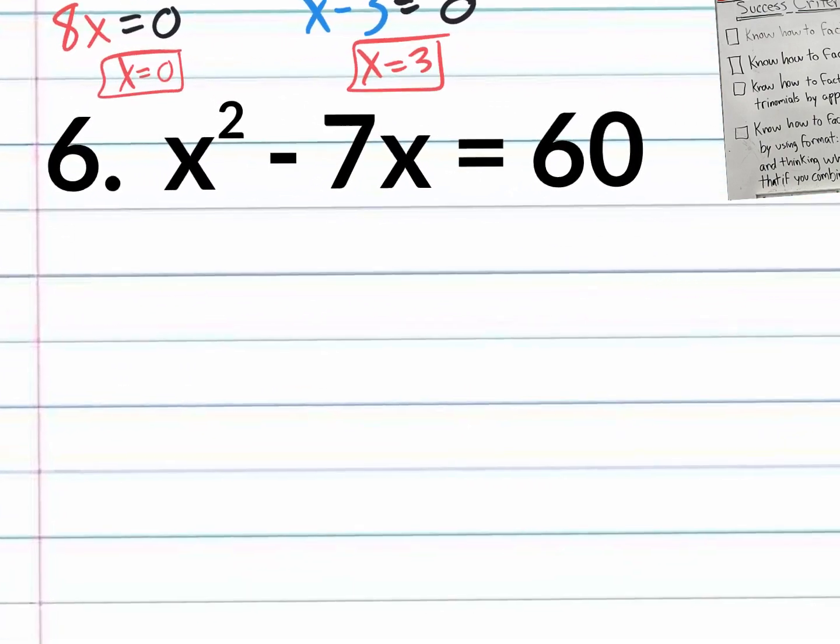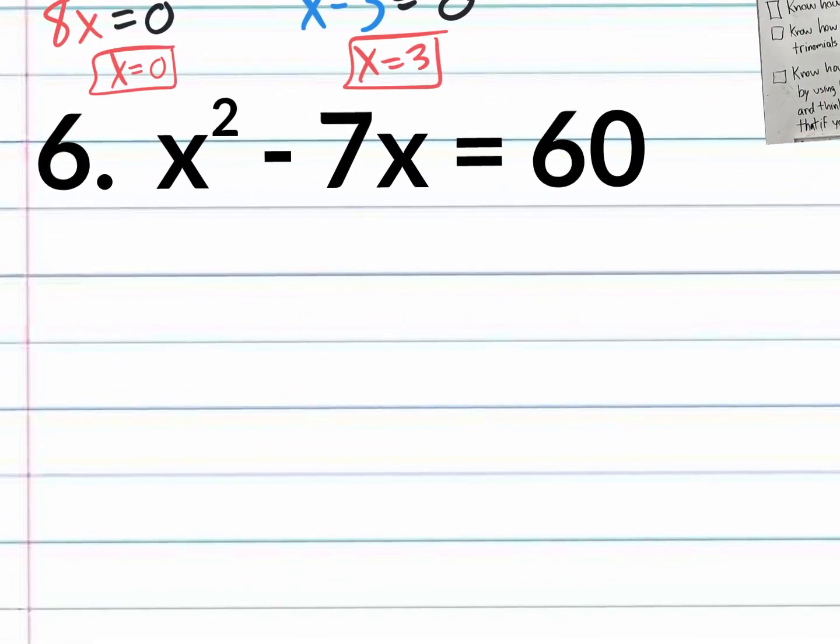Let's move on to number 6. Number 6, also an equation. You want to solve it. When you have an equation, especially in this chapter, you want to make it equal 0 so we could factor to be able to split it and solve it. So let's get rid of that 60.